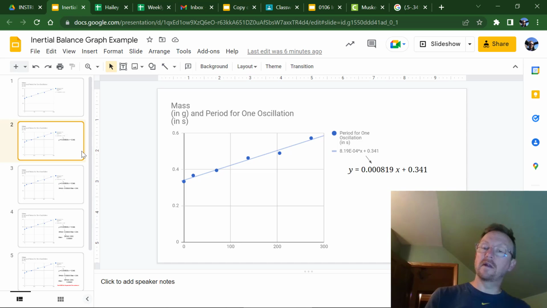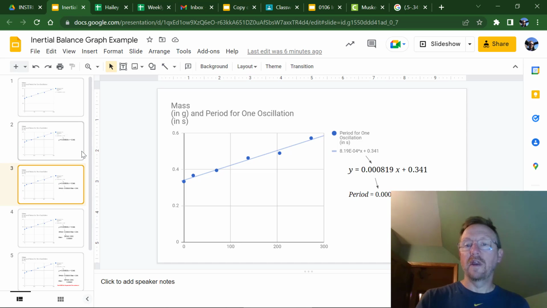Anyway, so what can I do with this? Well, first off, I have to realize that the y variable in this case is the period of oscillation and the x variable is the mass. So I'm going to replace the y with period and the x with mass so that you're not confused by the y and the x, where those come from, right? They're actually period and mass. So once I do that, I have to solve it for mass.